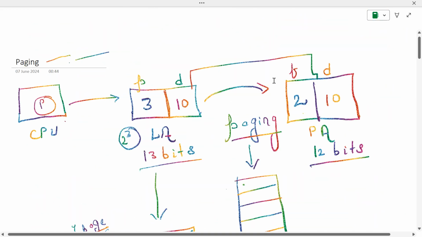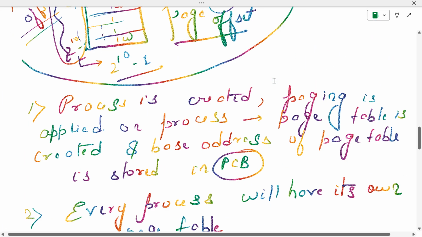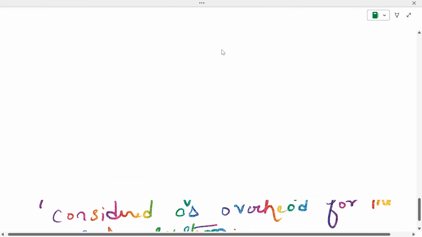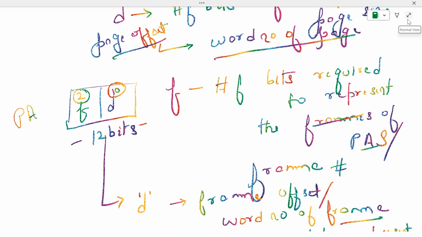So this is all about the illustration of how paging happens, and it clears up some confusions that were present in the previous video. We will see some questions related to paging in the upcoming video.